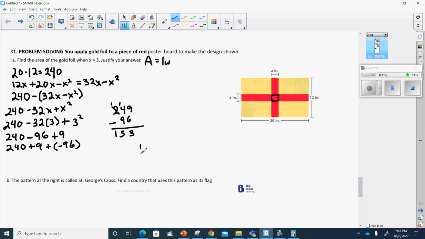These are inches. 153 inches. What does it say? Find the area. So that's going to be square inches. And then B says the pattern at the right is called the St. George Cross. Find the country that uses this. I just happen to know that it's England.